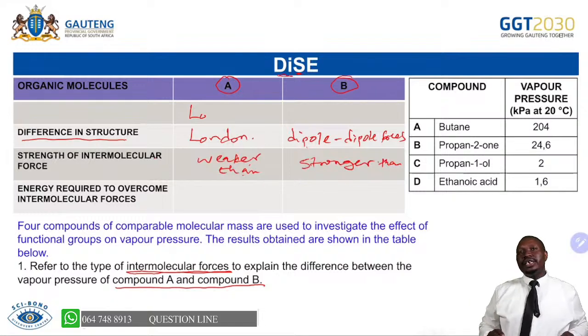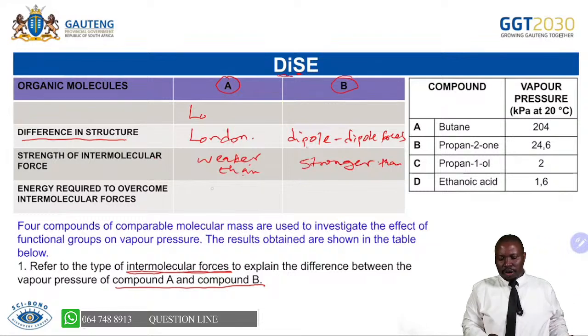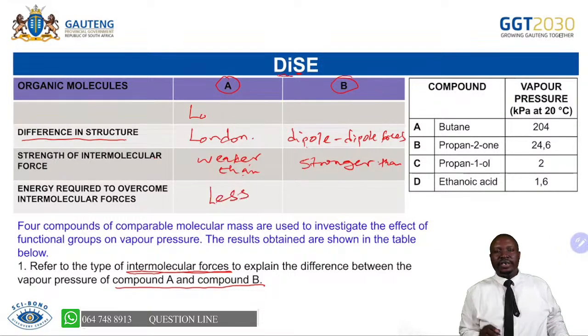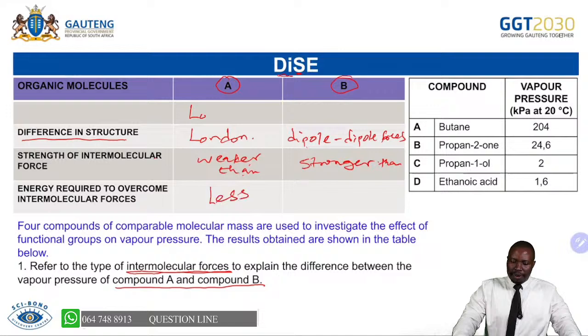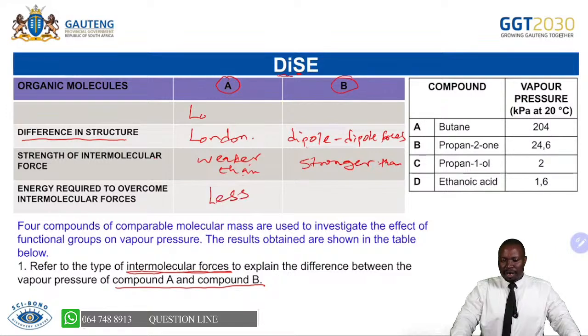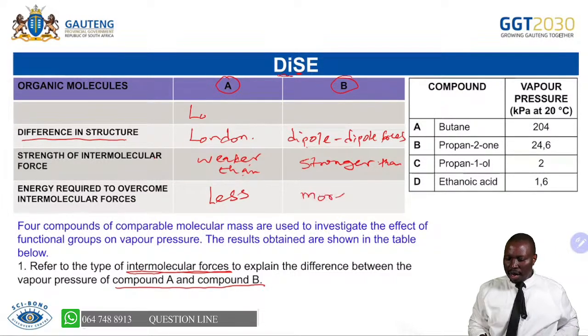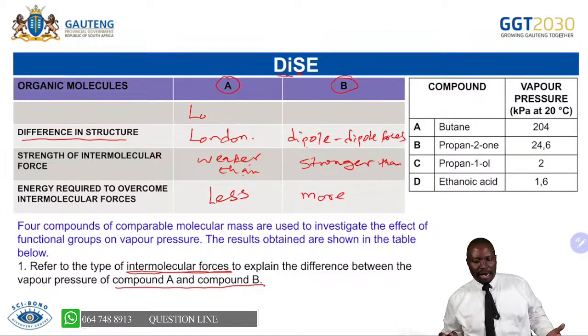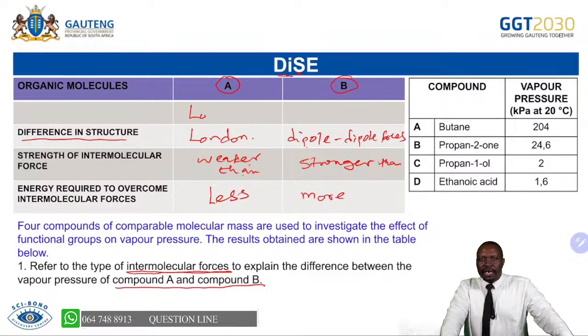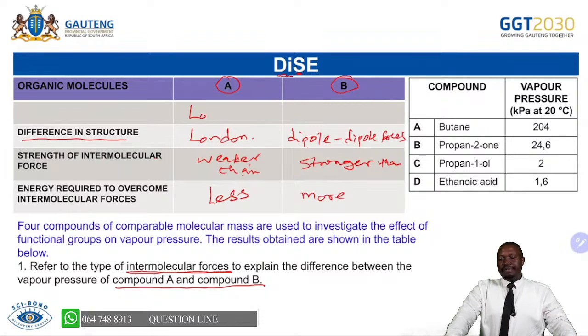Now, when it comes to energy required or energy needed to overcome the intermolecular force, if you are weaker, you will need less energy. So the language we're talking about here: less energy will be required to overcome the intermolecular force. Now, when it comes to B, which is having dipole and is stronger, more energy will be required. Look at that question. You're able to ace it and get all your marks by doing that.